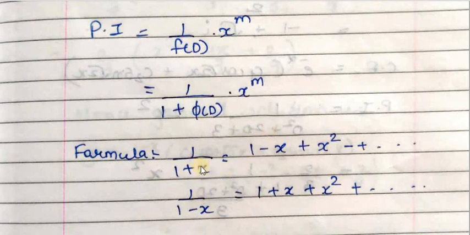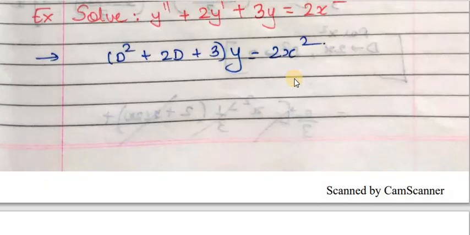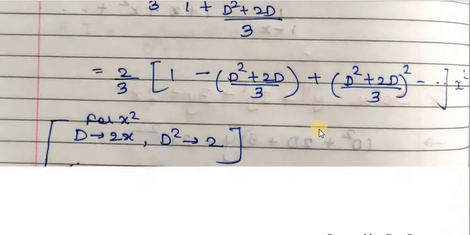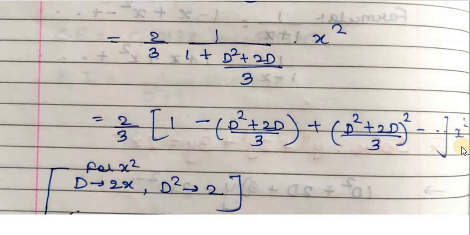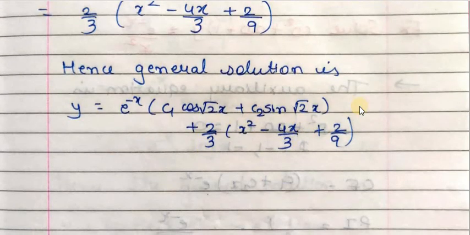Then you have to remember these two formulas, that is (1 plus x) the whole raised to minus 1 will be 1 minus x plus x square and so on, and 1 over 1 minus x, write it as (1 minus x) the whole raised to minus 1, so it will become 1 plus x plus x square and so on. Then you have to expand 1 plus phi of d according to these formulas, and you have to apply this operator on the function given to you. Okay, right? So this is the required solution for the given differential equation.